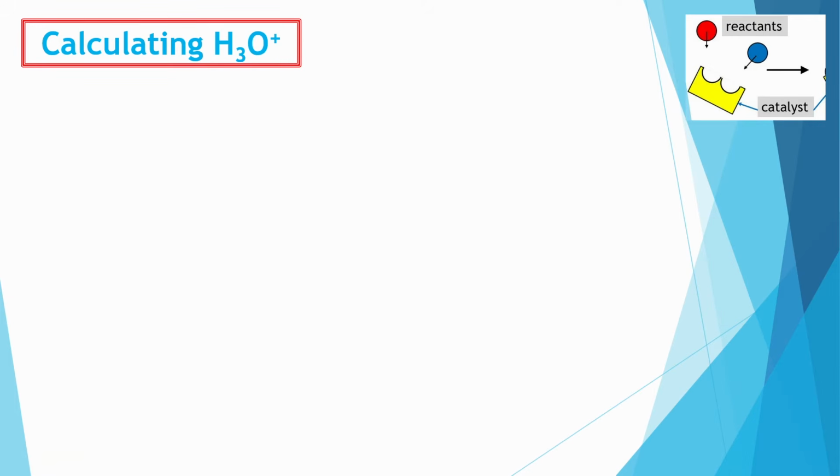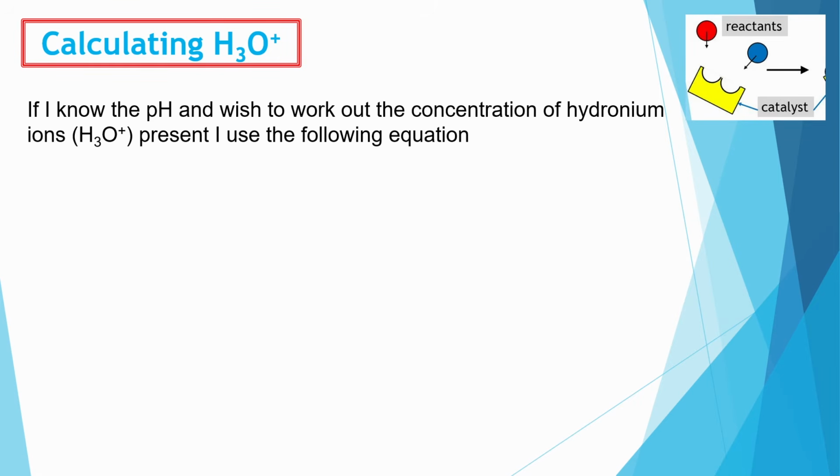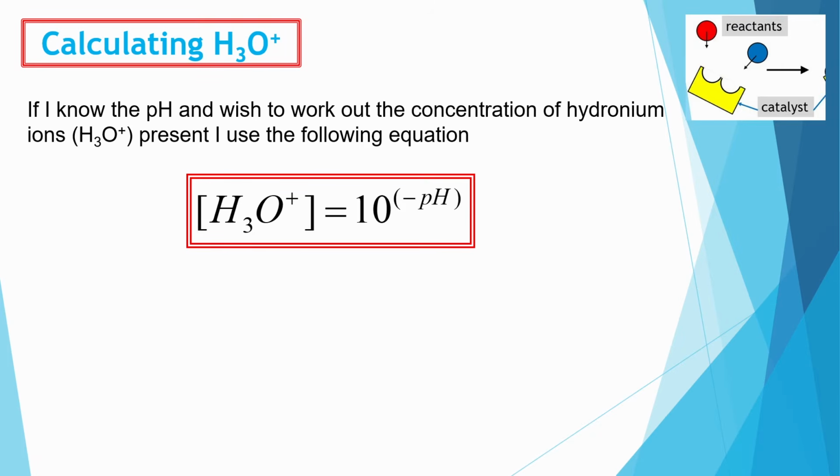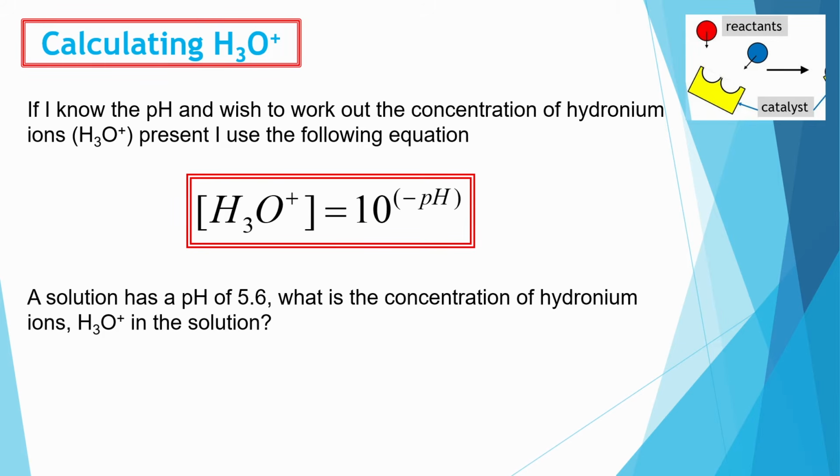We've seen that we can calculate the pH, but if we know the pH, we can also calculate how much H3O plus is present. We can use this expression that's also on our resource sheet: H3O plus equals 10 to the negative pH. Now, 10 to the negative is actually the inverse log button. You press shift log or second function log on your calculator. So if a solution has a pH of 5.6, what is the hydronium ion, H3O plus, concentration? We substitute into this equation and we solve using our calculator.